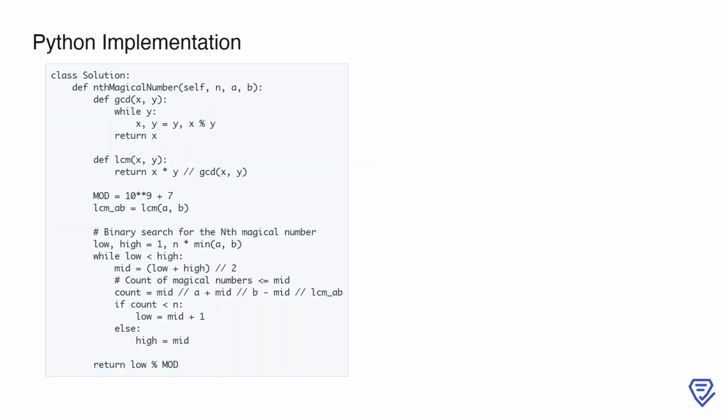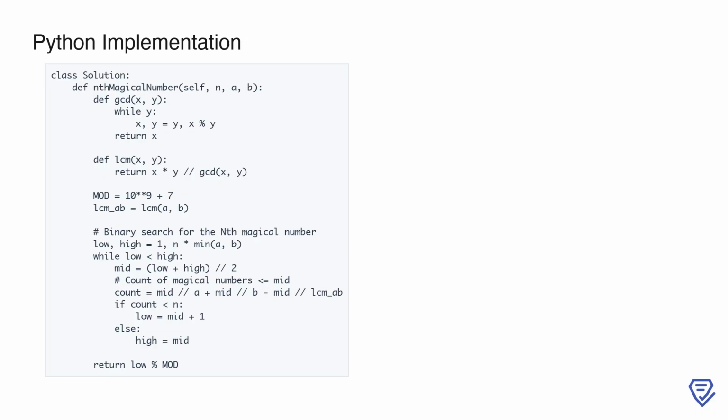This code solves the problem of finding the nth magical number, where a number is considered magical if it is divisible by either A or B. First, it defines the helper functions GCD and LCM to compute the greatest common divisor and least common multiple of A and B, respectively. These are critical to efficiently handle numbers divisible by both A and B.